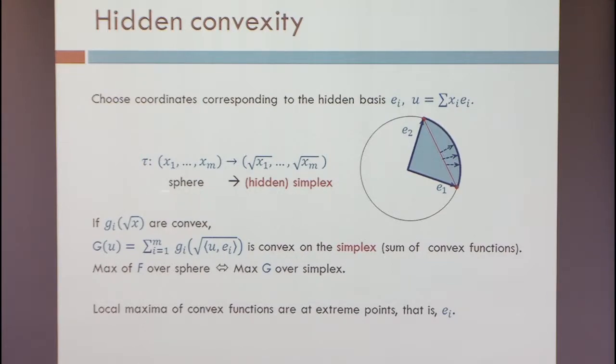Now, if you think about what happens here, you can consider the following function. Suppose I take g of u to be the sum of g_i of square root of u e_i. So I'm taking square roots of this. Let's not worry whether it's positive or negative. This function is actually very similar to the original function. And you can see that the maxima of the original function correspond to maxima of this function. But now this function is actually convex on a simplex, because each g_i of square root of x is convex. So now I have this function which is convex on a simplex.